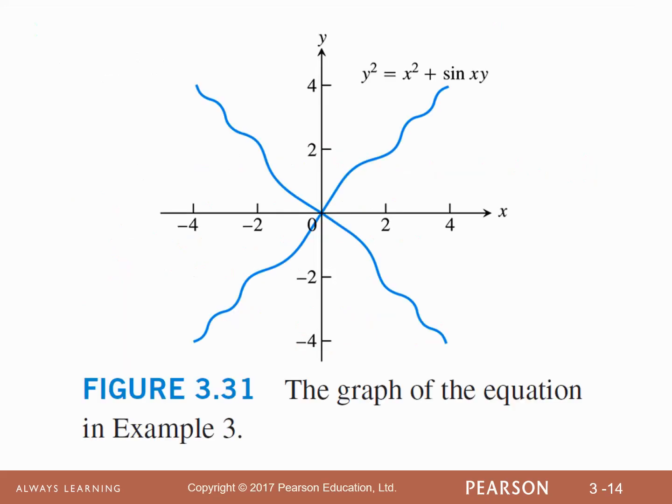The equation we found the derivative of in the last example is repeated over here. y squared equals x squared plus sine xy. This was the first one that we dealt with. We're calling it implicit differentiation, if you remember, from the last slide. The curve for this particular equation is in blue. This is the curve of the equation, and this is pretty much the graph, just for you to know what kind of graph it has.